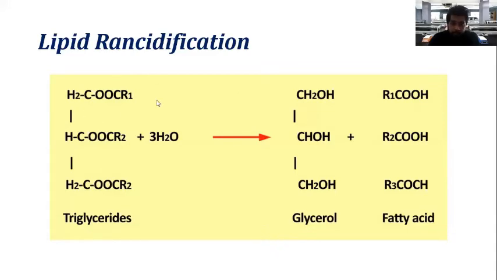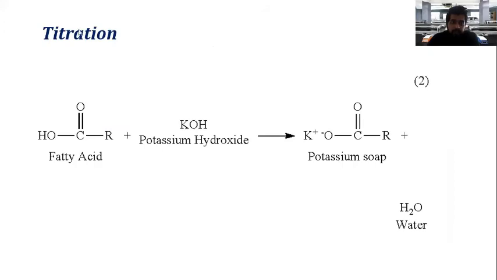Then, the titration, what is happening is this. We use potassium hydroxide in the burette, and when there are free fatty acids in the sample we took, they can react with potassium hydroxide and form this product and water.